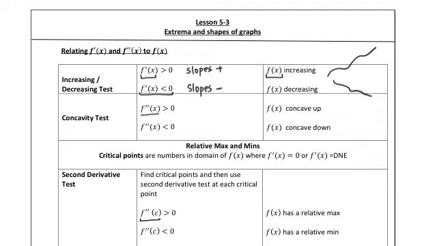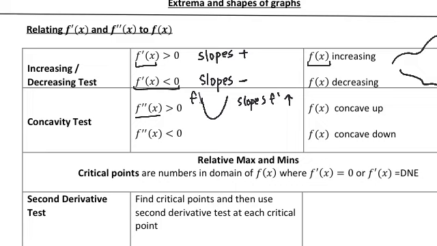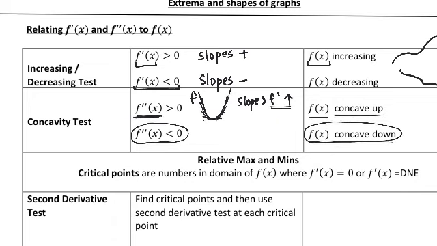Concavity test is about f double prime. So if you have concave up, that means your slopes, which are f prime, are going to be increasing, because if you think about it, your slopes maybe -4, -3, -2, -1, 0, 1, 2, 3, 4. So slopes are increasing. That means f double prime will be greater than 0. That gives us concave up. Similarly, if f double prime is less than 0, we have concave down for f, right? So we're looking at what f double prime is doing, and we're making a conclusion about f.